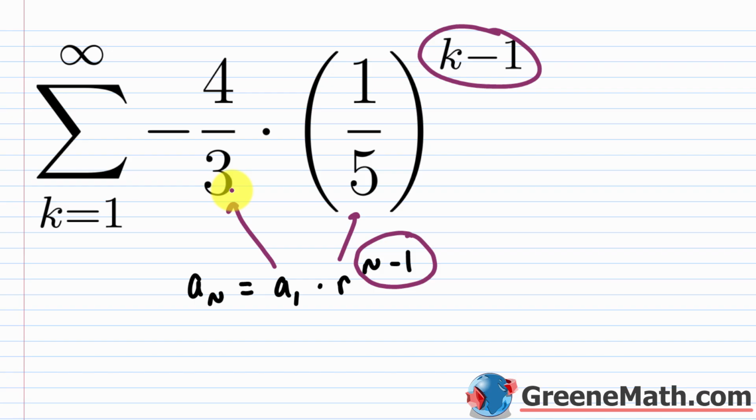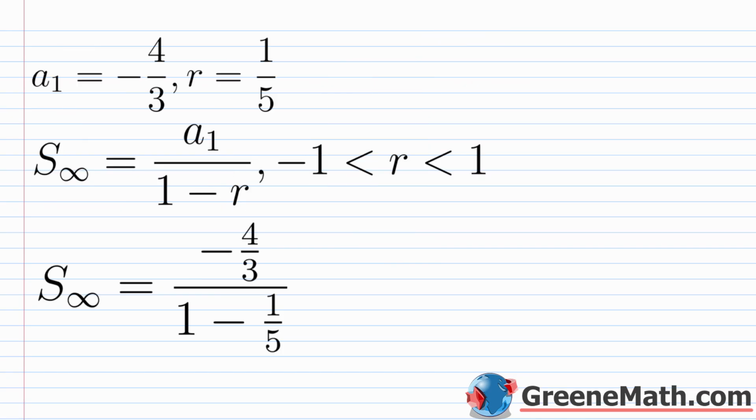Okay, so now that we know that a sub 1 is -4/3 and r is 1/5, again, because 1/5 falls in the category where it's greater than -1 and less than 1, we can use this formula. So s sub infinity is equal to, you're going to have your -4/3 being plugged in for a sub 1 over 1 minus, you're going to have this 1/5 being plugged in for r. And actually, let me highlight this so this is more clear, just so the colors correspond.